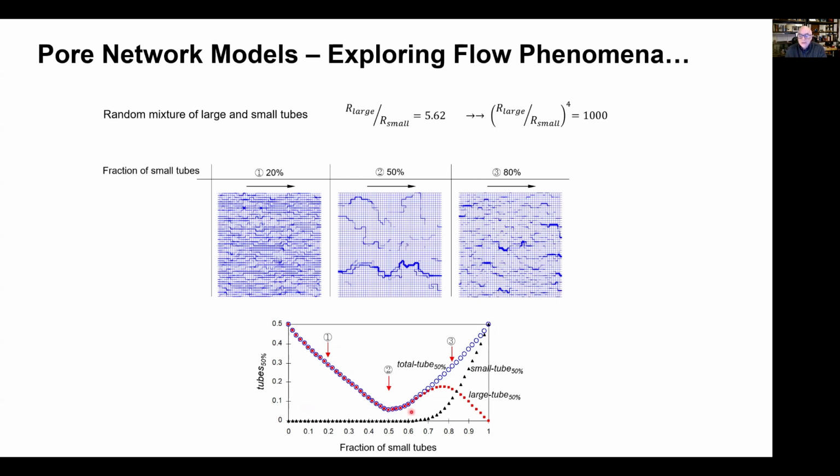However, when more and more fine tubes are forming the matrix, then the large tubes become increasingly more isolated and they stop carrying flow. So the interplay in this geoplumbing, the interplay between large tubes and small tubes, is quite intricate, and these are beautiful. Pore network models are beautiful to study this interplay.